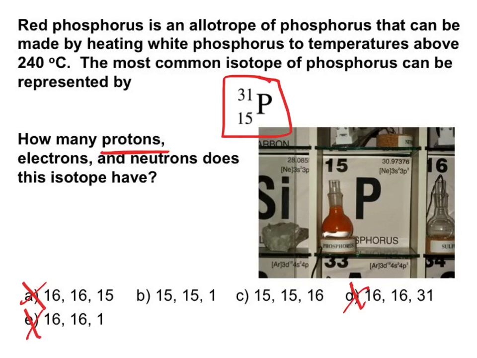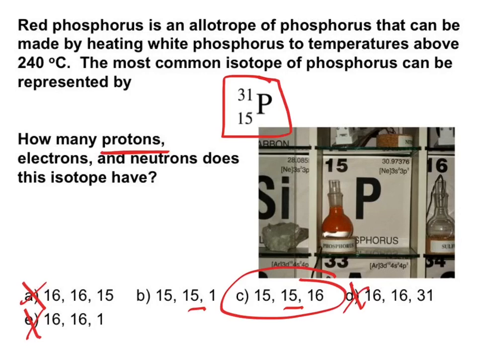All right. Electrons. How many electrons does it have? 15. So we have 15 here and 15 here. So those are both possible answers. And neutrons. How many neutrons does it have? 16. It has 16. So our answer is C, phosphorus-31. You guys are correct.